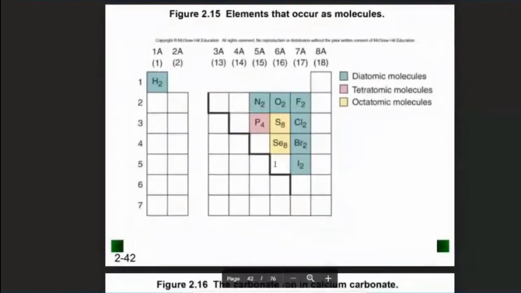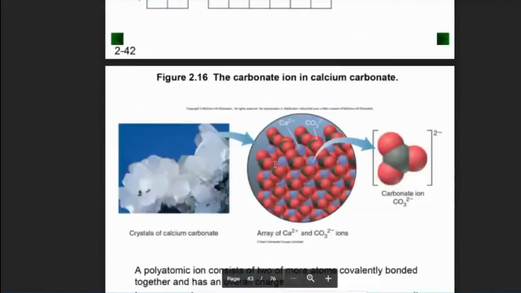Right? And then we have some elements that normally exist together, right? They're molecules. Elements that are molecules, and here they are. The ones in light green are what we call diatomic. The other ones we won't really use as much. But the diatomic will come into more play when we do the gas laws.